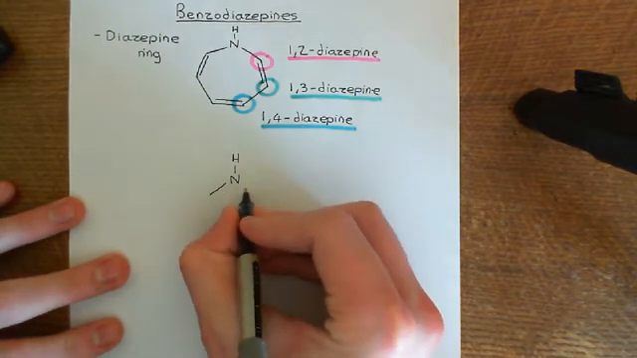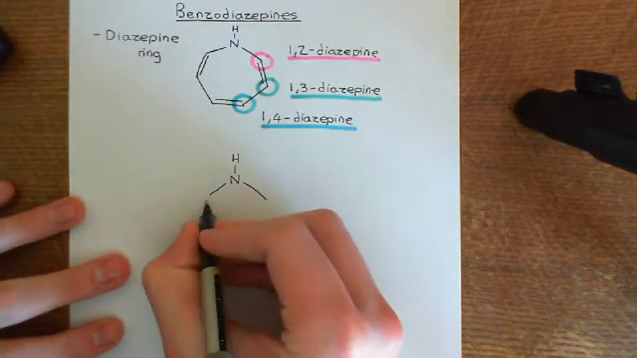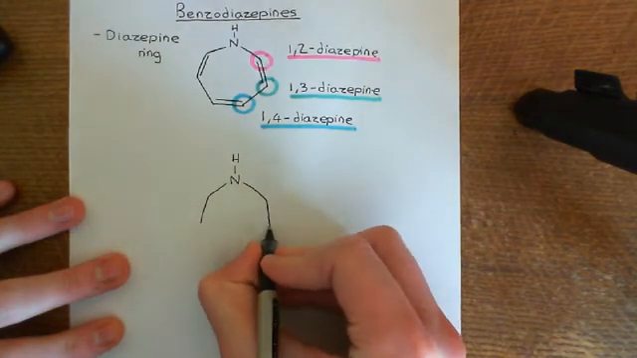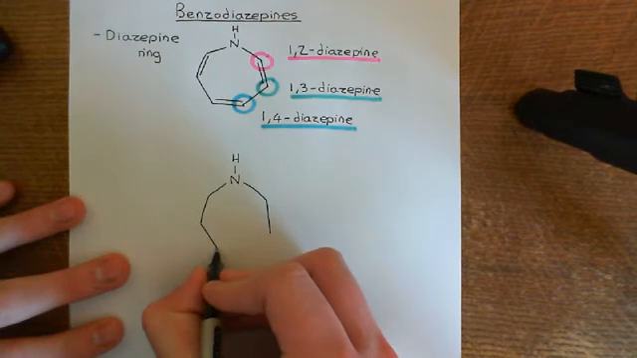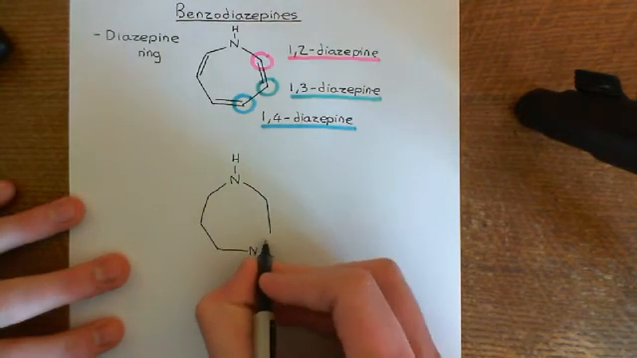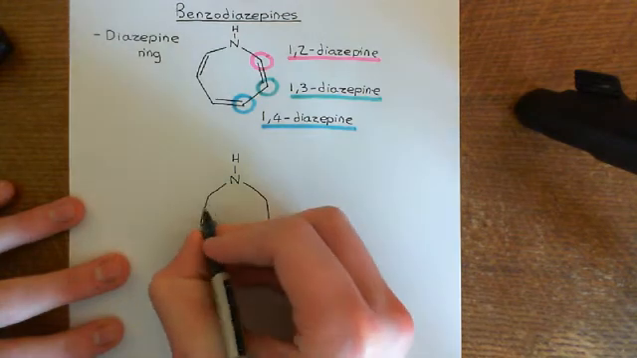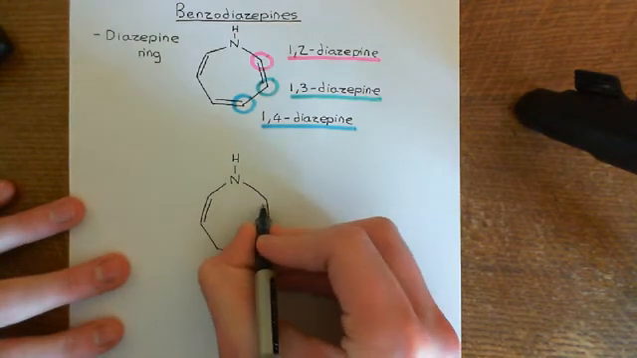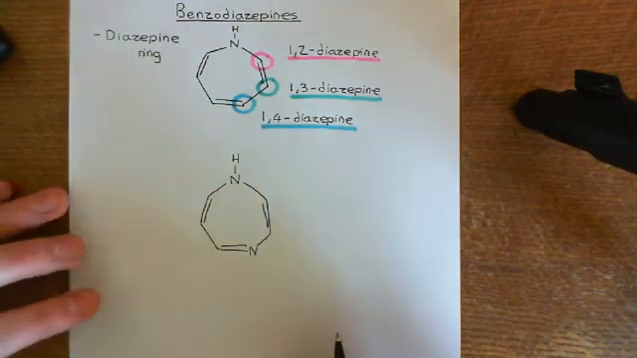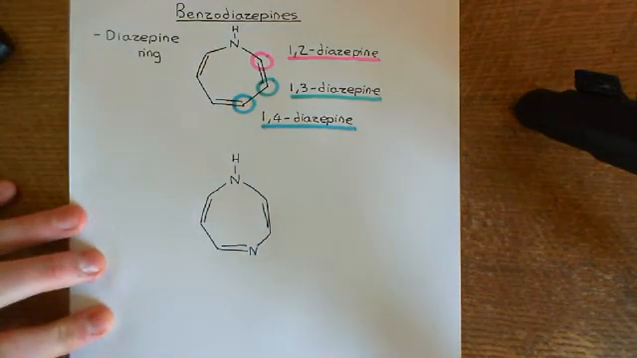Okay, so here's our first nitrogen. These two now will both be carbons. Then we'll have another carbon here, and then this is going to be a nitrogen here. Now all we need to do is put in the double bonds. So we'll have a double bond there, a double bond there, and a double bond there. And that now is our 1,4-diazepine ring.